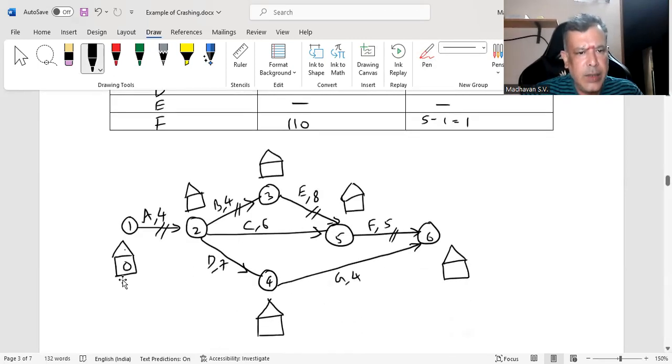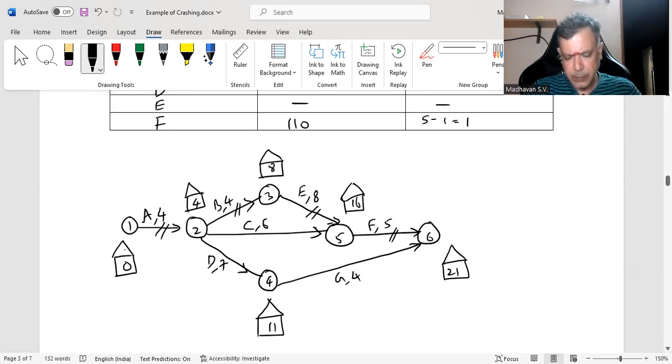Now, if we calculate 0 plus 4, it becomes 4 here. And then 2 to 3, only one arrow, which is from 2. So 4 plus 4, it becomes 8. And at 4, it is 4 plus 7, 11. At 5, 8 plus 8, 16. 4 plus 6, 10. So I need to consider the largest, which is 16. And here 16 plus 5, 21. 11 plus 4, 15. I need to consider the largest, which is 21.